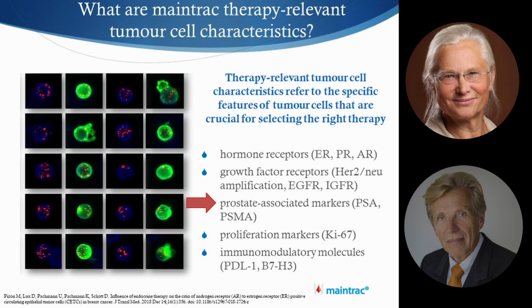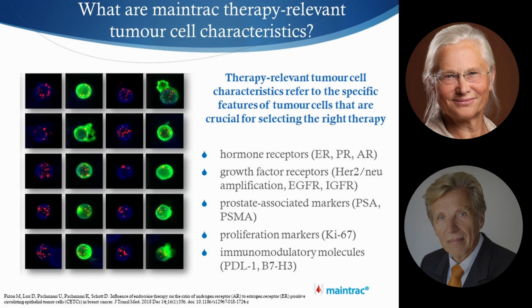And PSMA can be especially important because there are now treatments using marked PSMA antibodies to treat the tumor. We can also look for proliferations and for immunomodulatory molecules in case of immunotherapy. And here is displayed a series of cells with the amplified HER2/neu receptor. Usually there should be 2 signals in each cell for 2 gene segments.